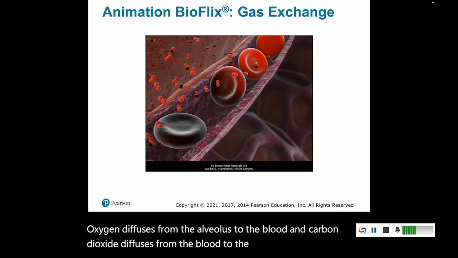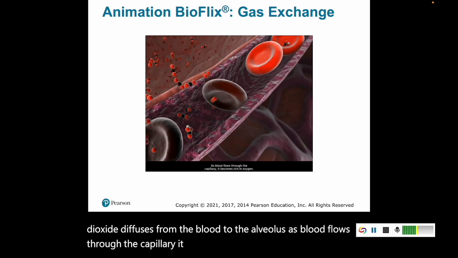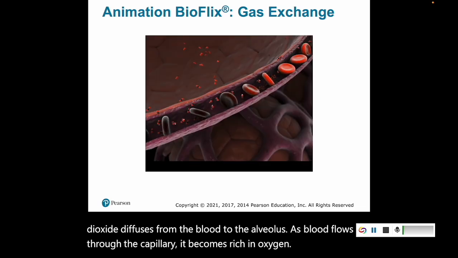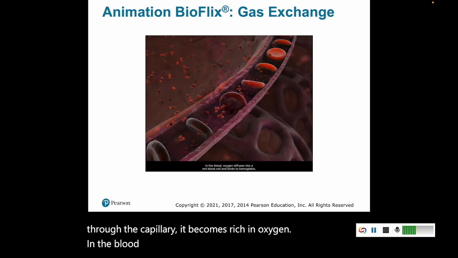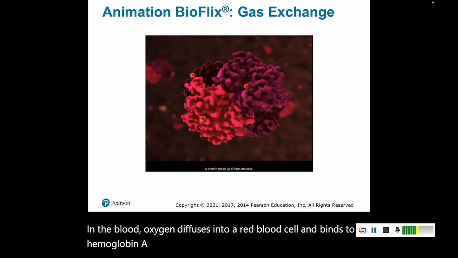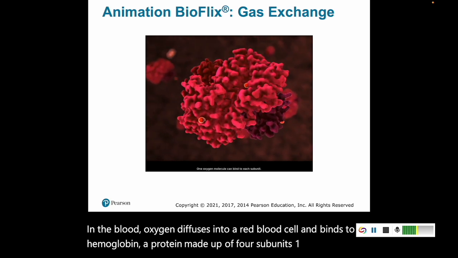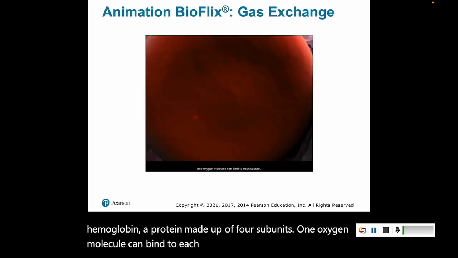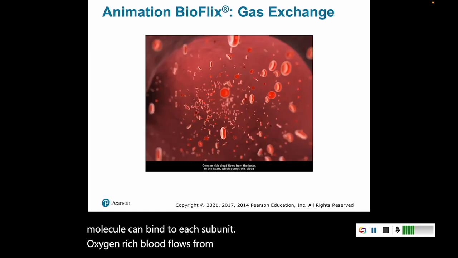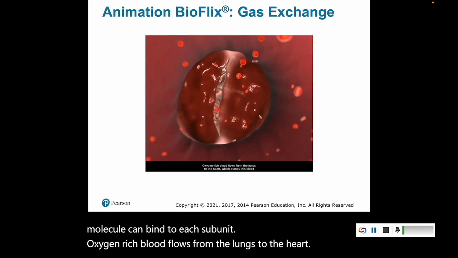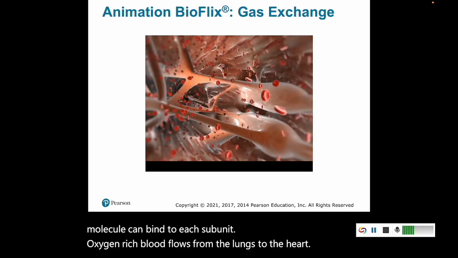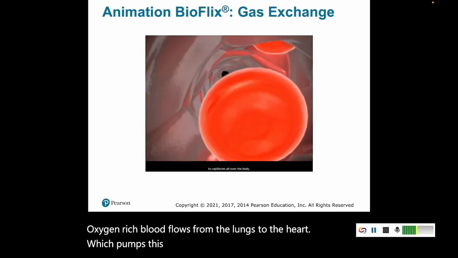As blood flows through the capillary, it becomes rich in oxygen. In the blood, oxygen diffuses into a red blood cell and binds to hemoglobin, a protein made up of 4 subunits. One oxygen molecule can bind to each subunit. Oxygen-rich blood flows from the lungs to the heart, which pumps this blood to capillaries all over the body.